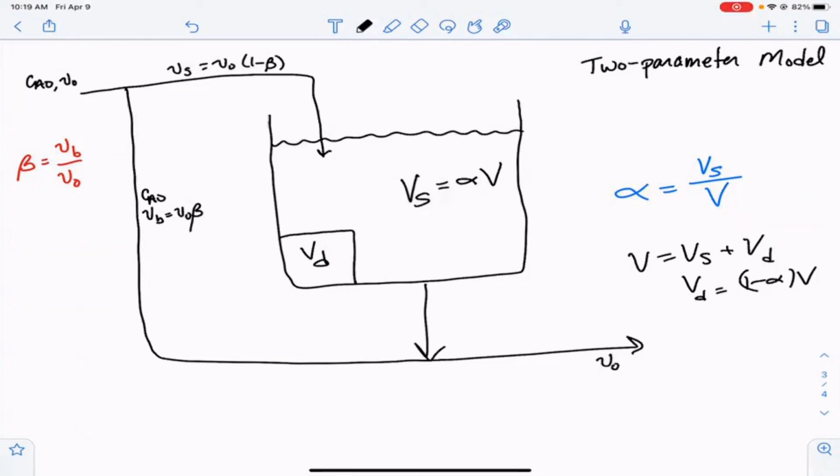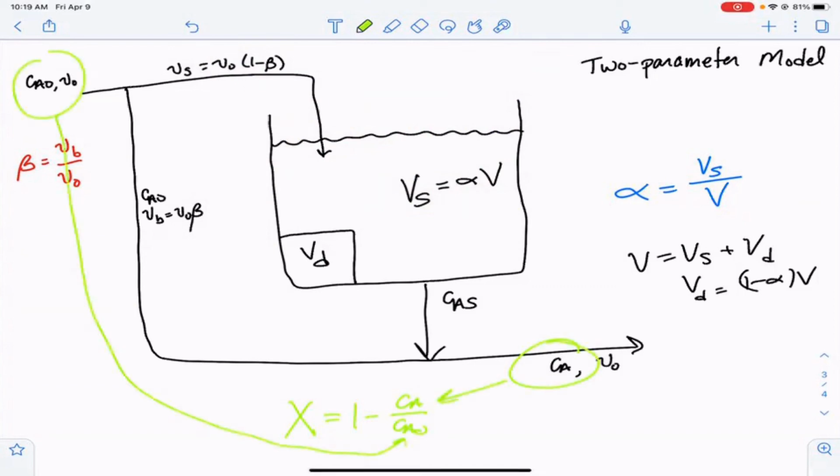Now, the thing I want to talk about before we end today is how would you solve a problem like this? Because we're going to have two different concentrations here. So we have some concentration coming out of the reactor, CAS. And then we also have some concentration A. And when we want to think about conversion, that's 1 minus CA over CA0. And this is this CA, and this is this CA0. And so how are we going to do that?